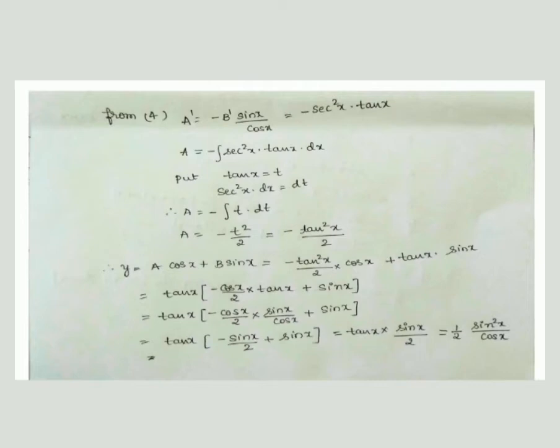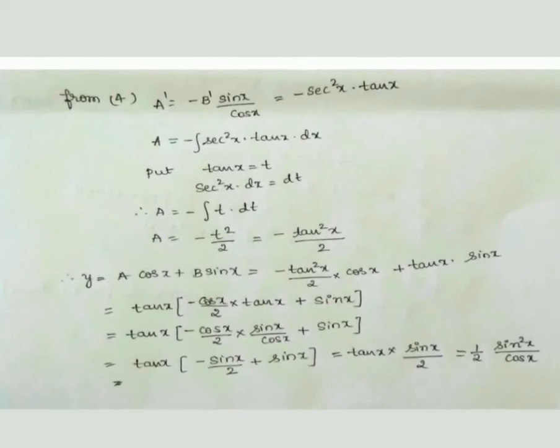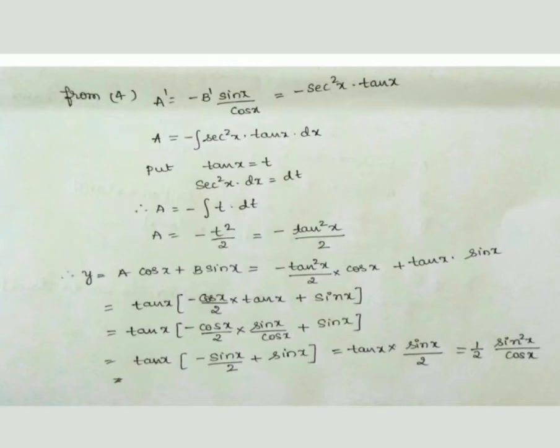Here, when we are integrating secant square x into tan x, observe that I will put tan x as t. What is the differentiation of tan x? That is secant square x into dx, so that is equal to dt, we can say. Now we can replace this secant square x into dx as dt and tan x as t in the previous a. Okay, so a is now minus integration of t into dt.